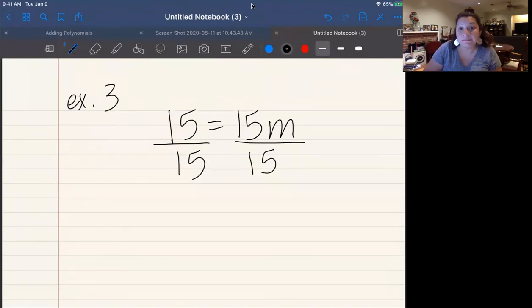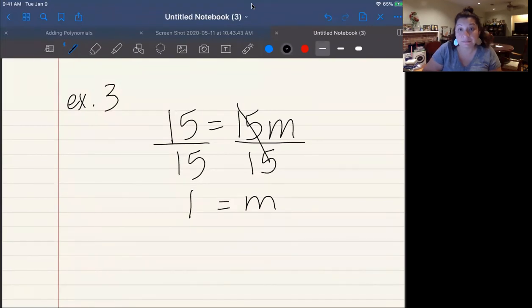All right? Because we want m by itself. At the end of the day, we want m by itself. So 15 divided by 15 is the m, right? How many m's do you see? 1 m. I don't have to write the 1 in front of it. I just know there's 1 m. 15 divided by 15 equals 1.